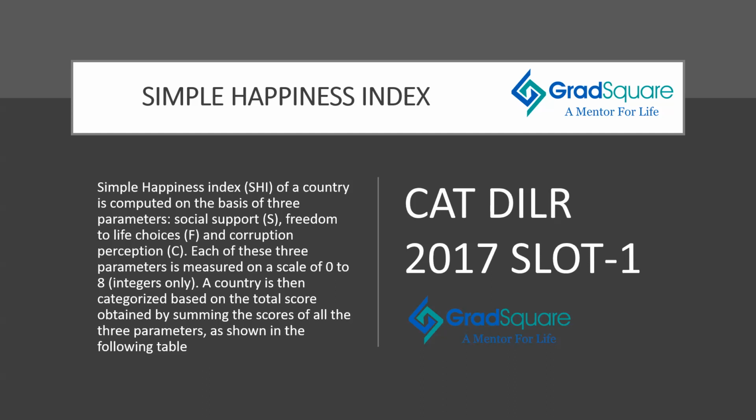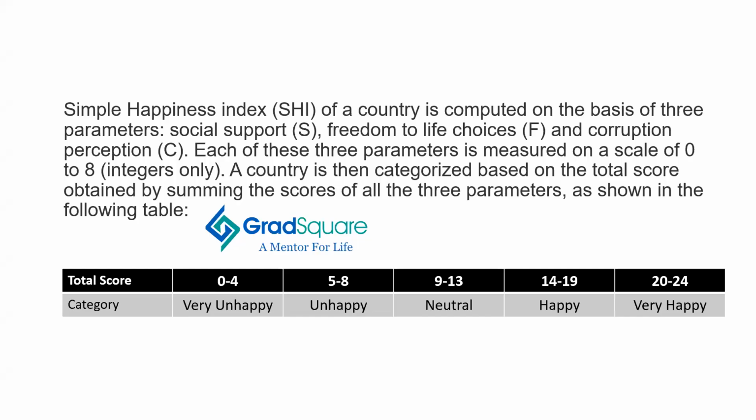A country is then categorized based on the total score obtained by summing the scores of all the three parameters as shown in the table. So let's look at that table. It shows 0 to 4 is very unhappy, 5 to 7 is unhappy, 9 to 13 is neutral, 14 to 19 is happy, and 20 to 24 is very happy.